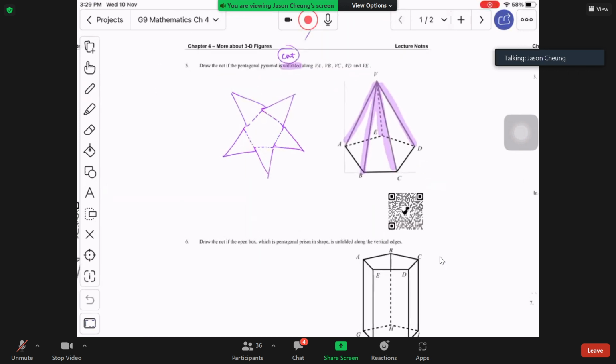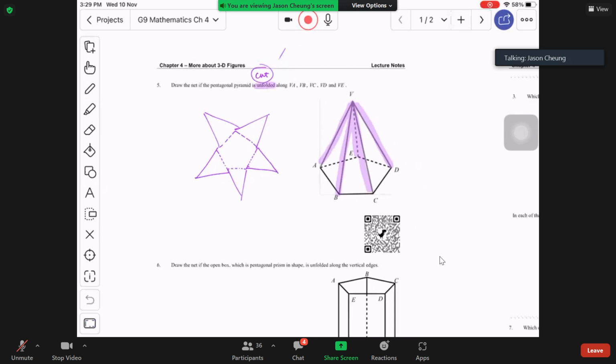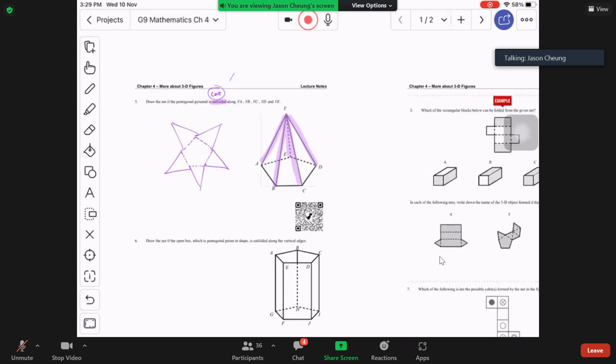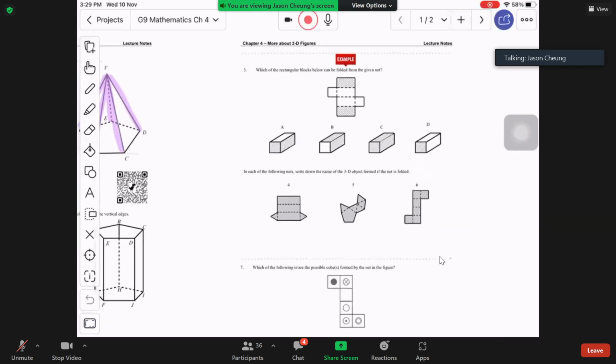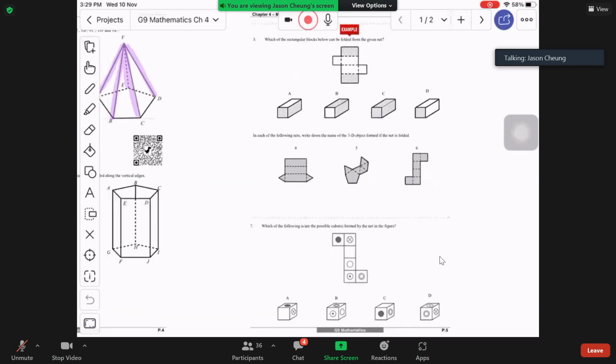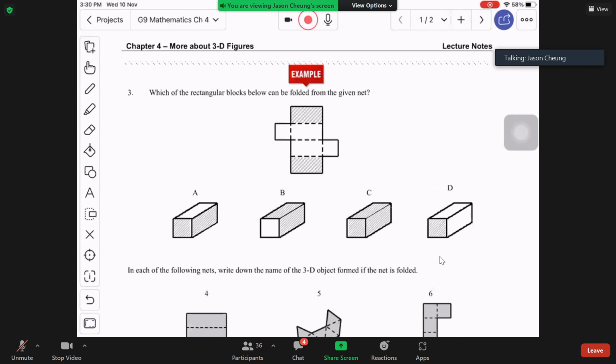All right, and then for question 6, do it at home. All right, and the next one, for page 5, example 3.